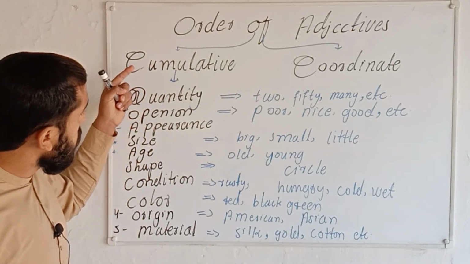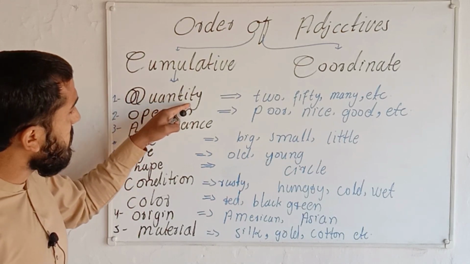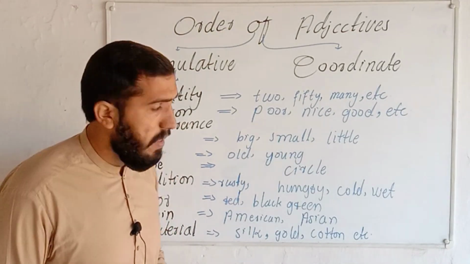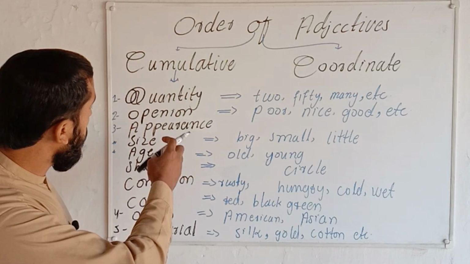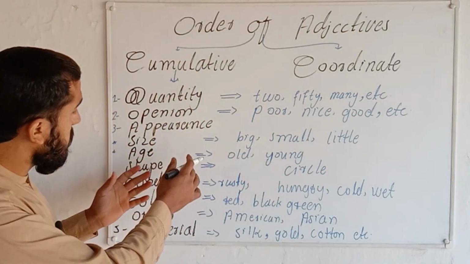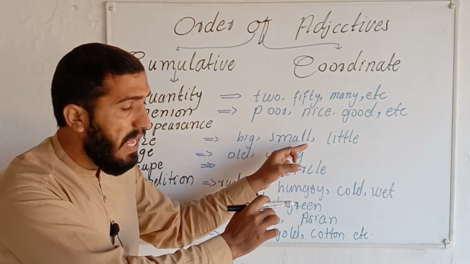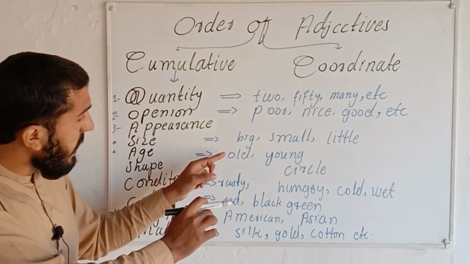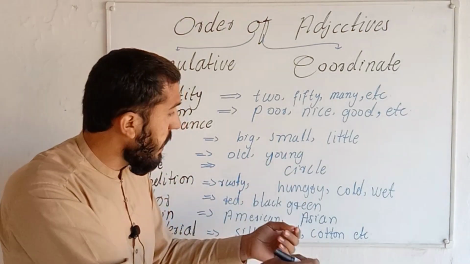Cumulative adjectives should be used in this particular order. First, quantity, like two, 50, many, much, some, etc. Then opinion. Do you know what comes in opinion? Poor, nice, good, etc. Then appearance. In appearance, first you should use size, like big, small, little. Second, age. In age, you can use old, young, new, etc.